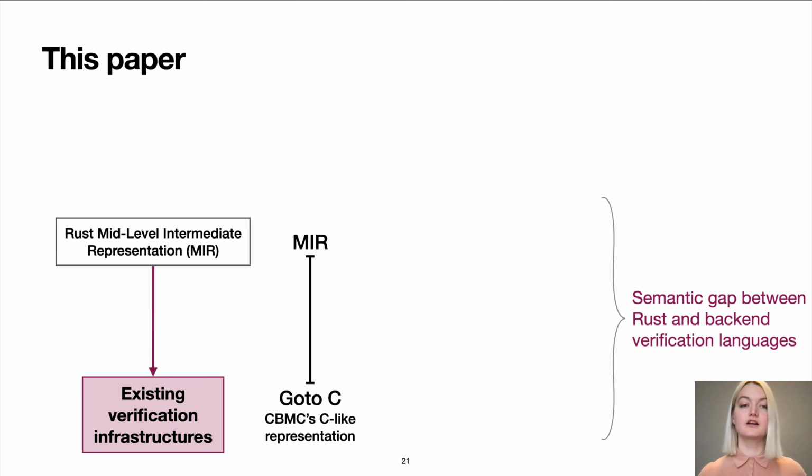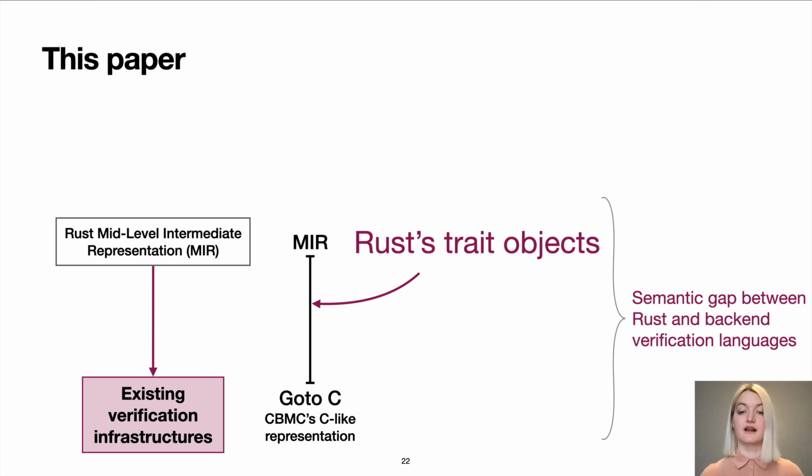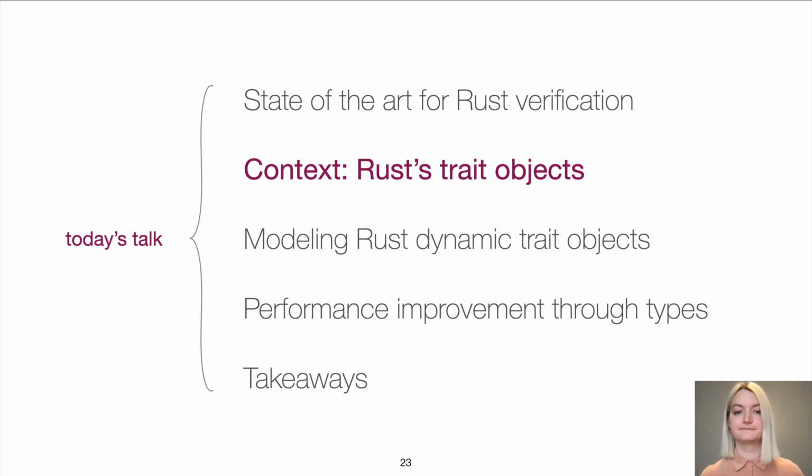So here we're going to focus on this idea that we start with MIR and we want to translate to GOTO-C, which is CBMC's C-like representation. And in doing this and examining the semantic gap, we found that one of the most challenging components is handling Rust trait objects. So that's the focus of this paper and what I'll be talking about today.